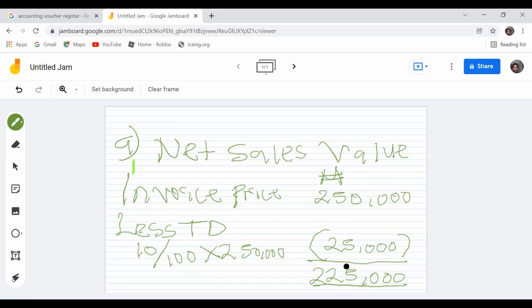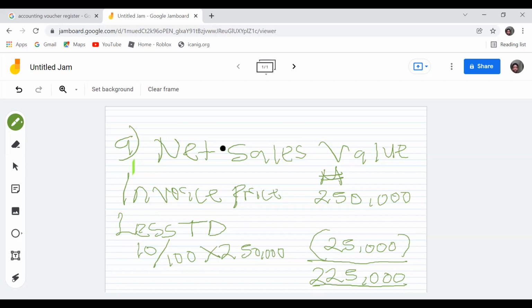We are still going to come across this question, and we are going to do something like this as well in the question that we are going to solve after this. So the net sales value is the invoice price, or sometimes we call it the listed price, less the trade discount, and the trade discount is clearly stated, which is 10% of the invoice price.